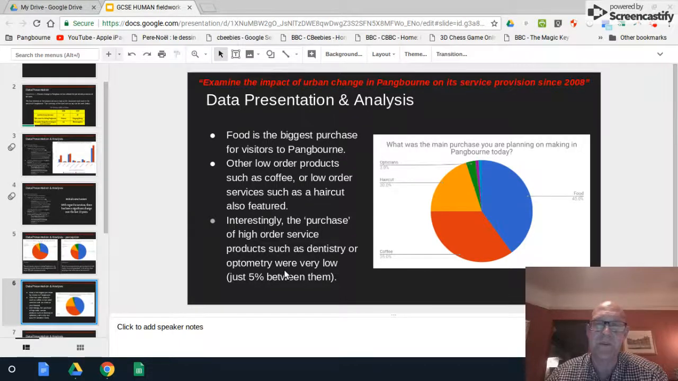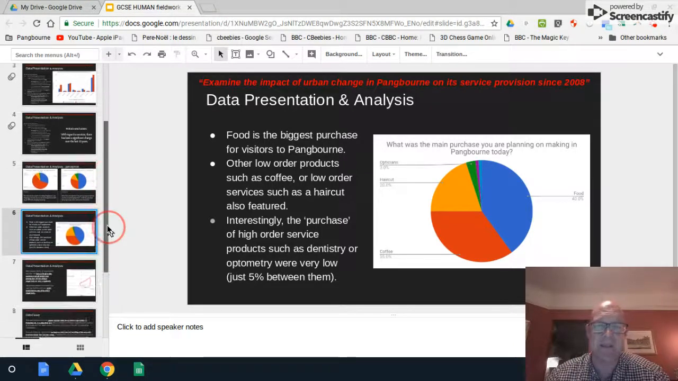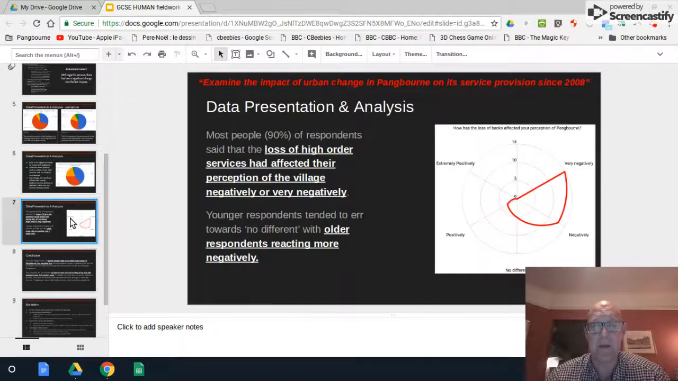Okay, so high order service provision, you don't go to Pangbourne. Low order service provision, you would appear now to go to Pangbourne. And again, that feeds into the perception of the area? Really interesting type of graph, various different names for this, a polar graph, a radial graph.